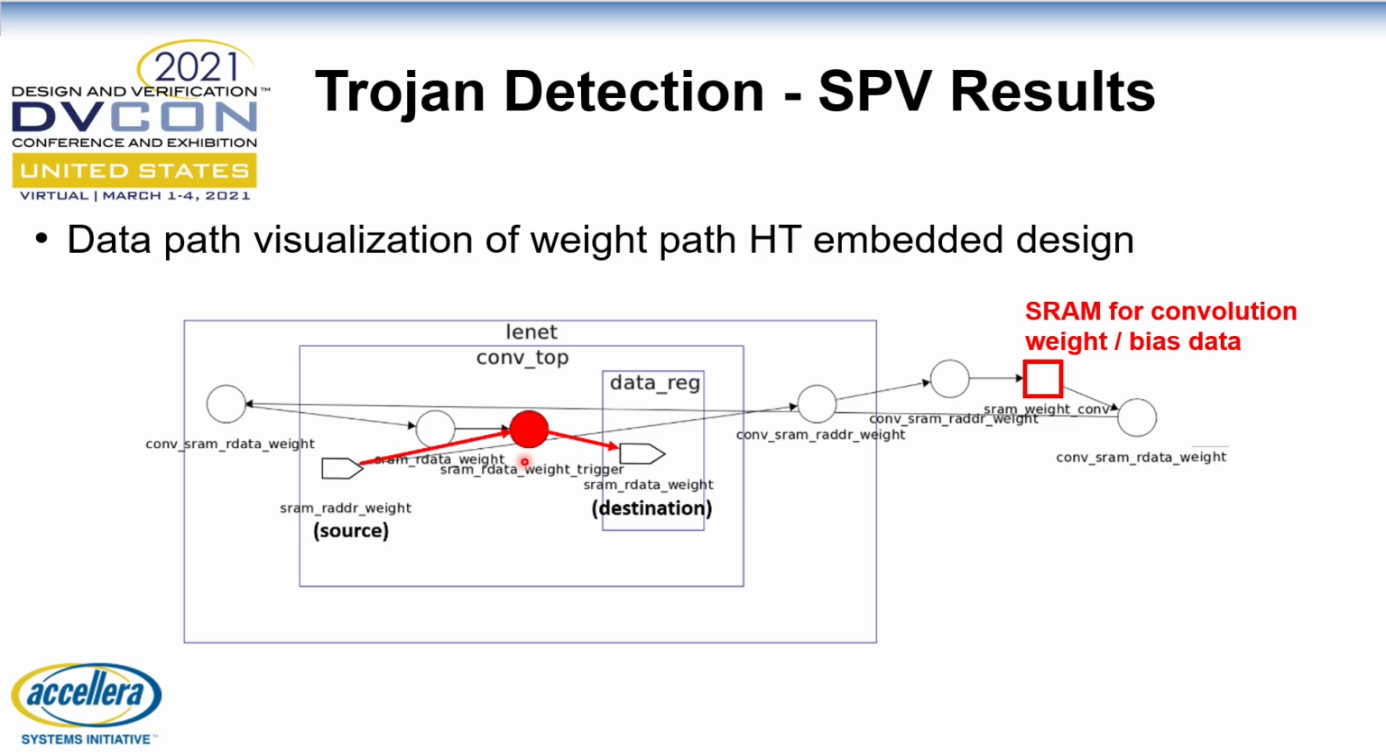Here, what we present in this figure is the changing weight path Trojan detected by our SPV assertion. The red color path is the counterexample path. We can observe the red color path from SRAM R address weight to SRAM R data weight, which does not pass through SRAM. So this path violates our SPV assertion, which means this red path has a high probability to send the wrong data to the destination module.